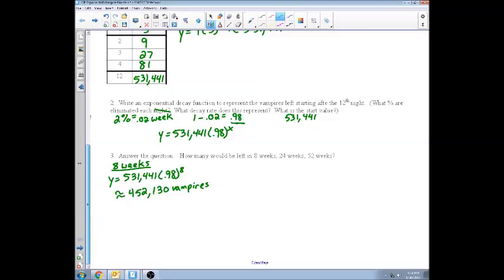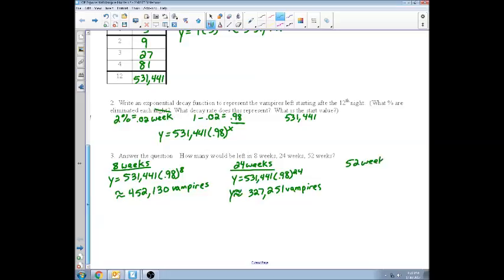So then we look after 24 weeks. It's about 6 months. We'd have y equals 531,441 times 0.98 raised to the 24th. Let's see how many vampires that would be. That would give us about 327,251 vampires. So they are chipping away, but not doing a great job of getting rid of these vampires yet.